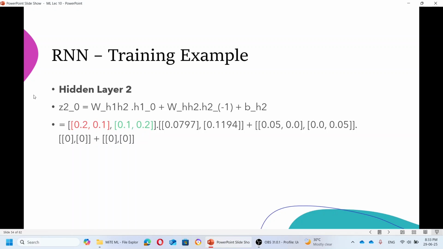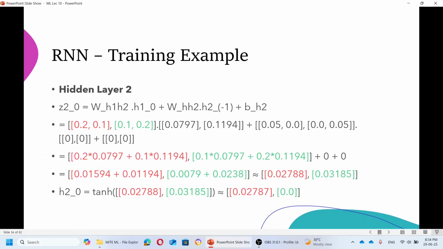Now these are the weights of the input values from the first layer, and these are the weights which we are going to apply on the previous value. But since it is the first time, we don't have any previous value, h minus 1, so it is 0 0 again, and this bias is also 0 0. So h20 is equal to 0.02787 and 0.0.